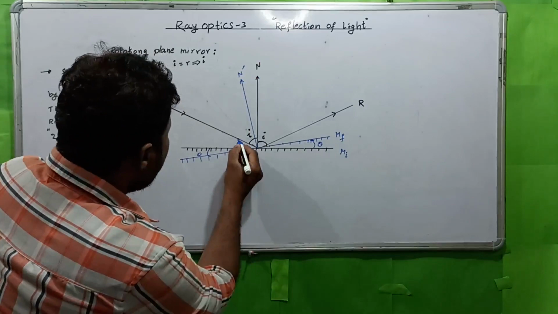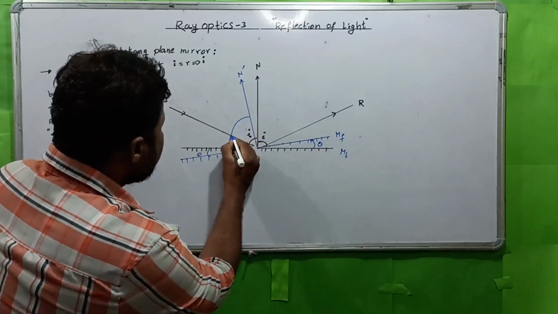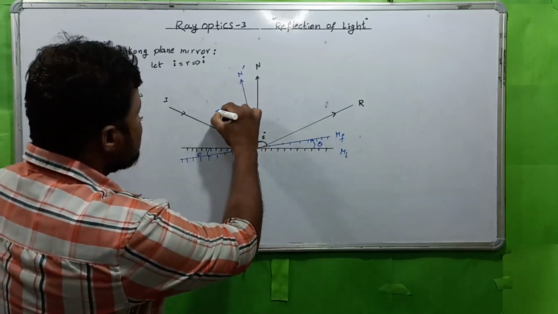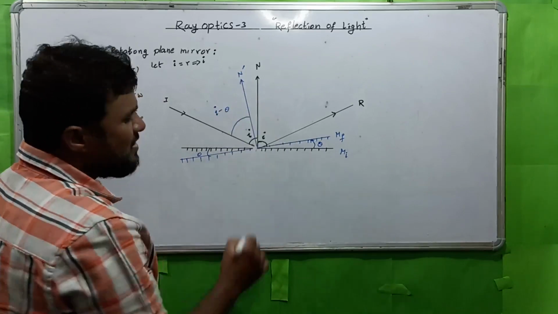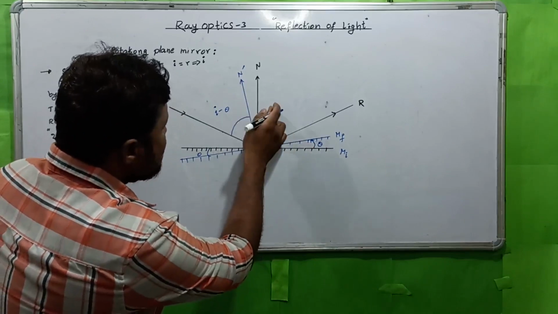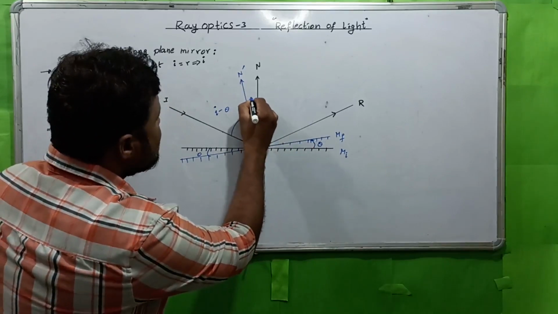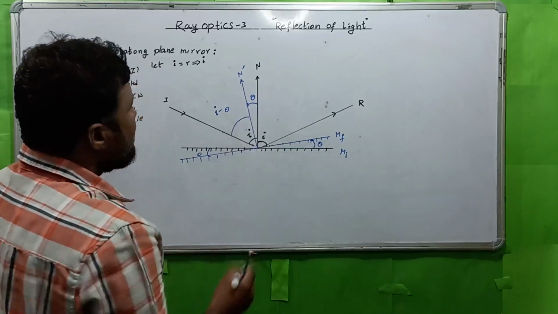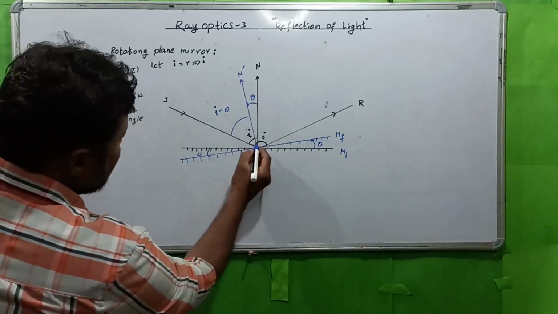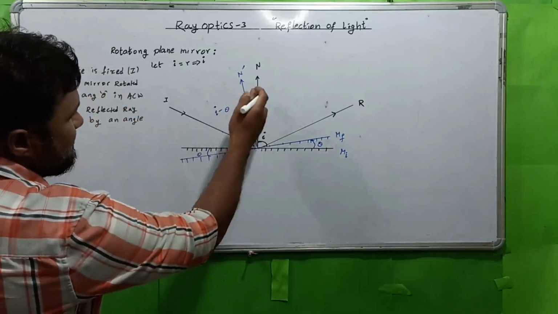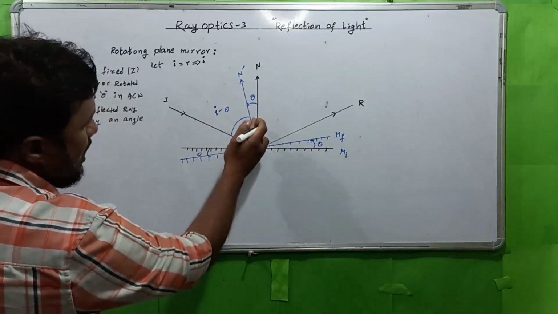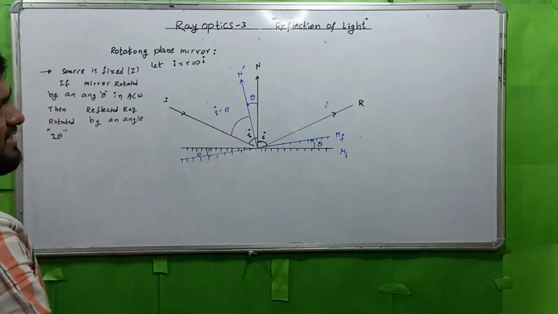Now if you observe, the source remains fixed. The angle between the incident ray and the new normal is nothing but the angle of incidence. Can I say this is I minus theta? Why? Because the mirror is rotated by an angle theta, the normal has also moved by an angle theta. Yes, obviously it is correct. With the initial normal, the angle of incidence is I. With the new normal, you have to subtract theta, so I minus theta.